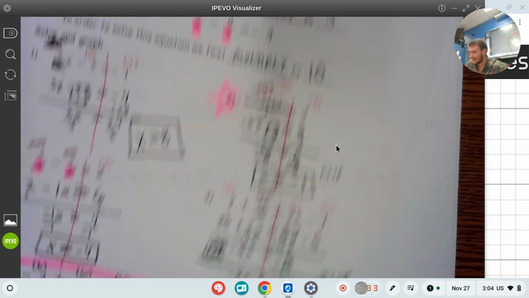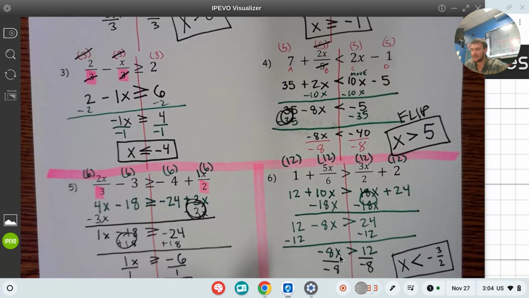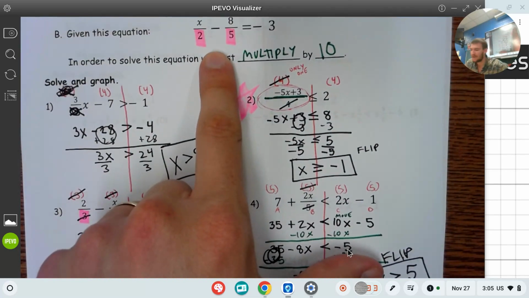That's it for the notes today. Just take your time, use those fractions. Remember, if you got different denominators, multiply them together and use Desmos.